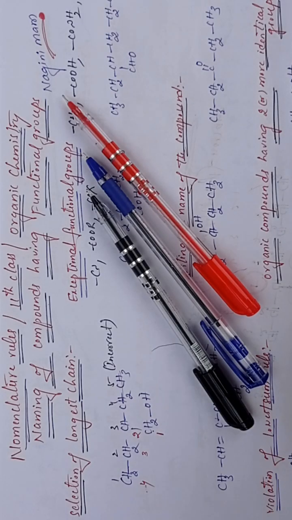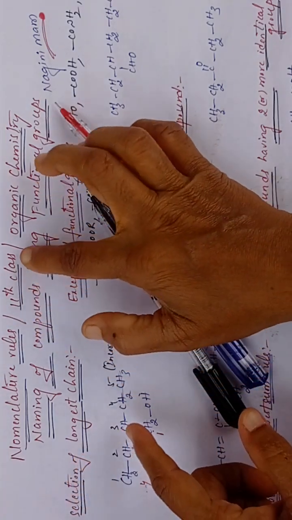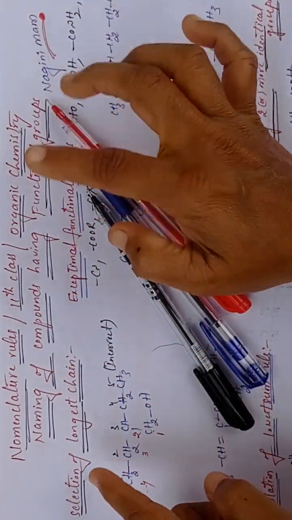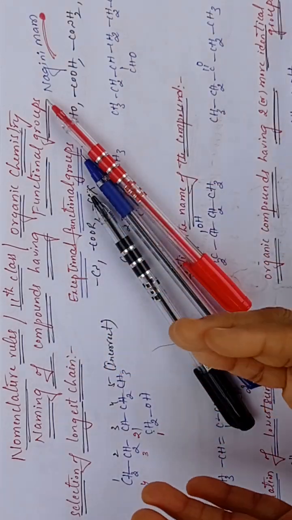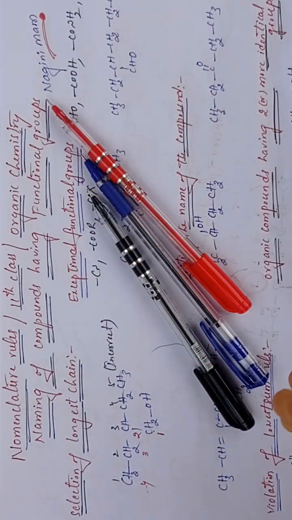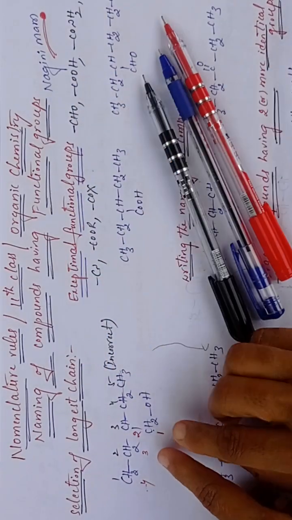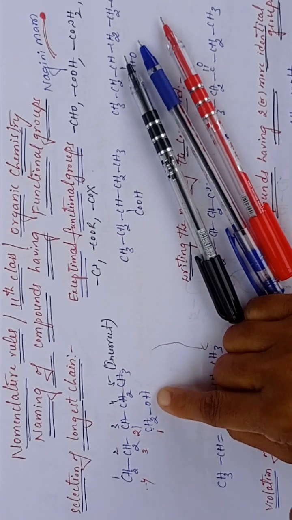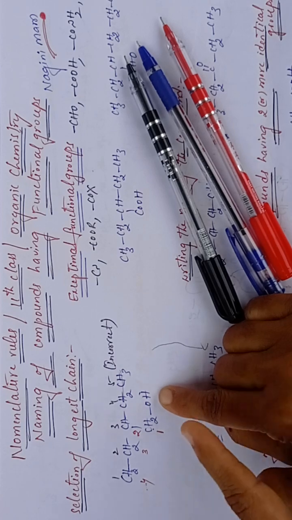In today's session, I am going to teach you nomenclature rules, 11th class organic chemistry, naming of compounds having functional groups, selection of the longest chain. So in the case of functional groups, how to select the parent chain, students? See here in this compound, the OH group is there, it is a functional group. So in the given compound, the functional groups must be included in the parent chain, students.